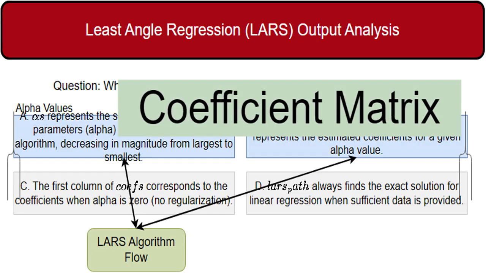This section focuses on the interpretation of _cofs_, which contains the estimated coefficients for each alpha value. Think of this as a table showing how the model's parameter estimates change as the regularization strength decreases, alpha decreases. I'll explain how to relate each column to the corresponding alpha value. This is where we link the alpha values to the estimated coefficients that the LARS algorithm returns.